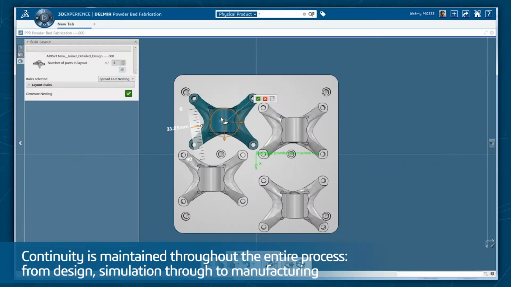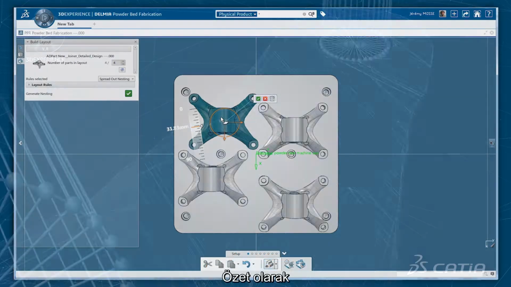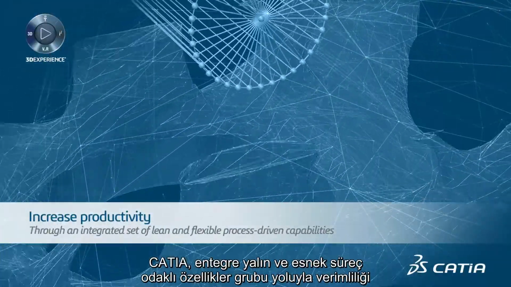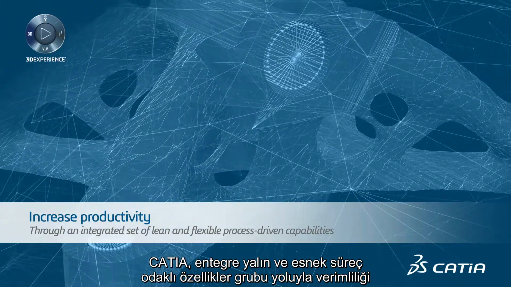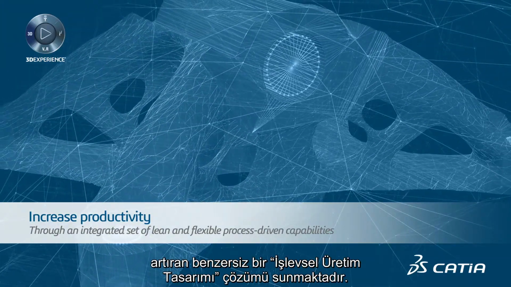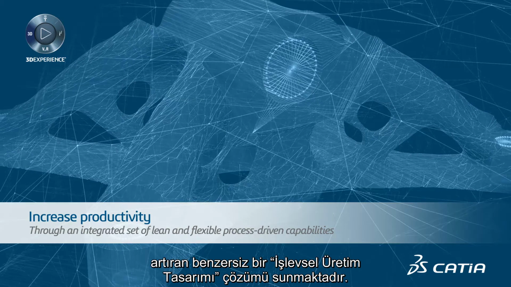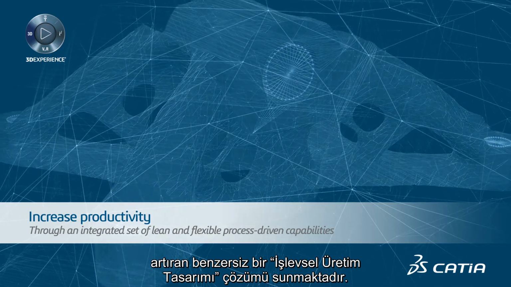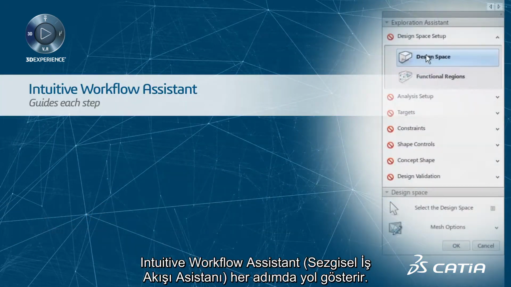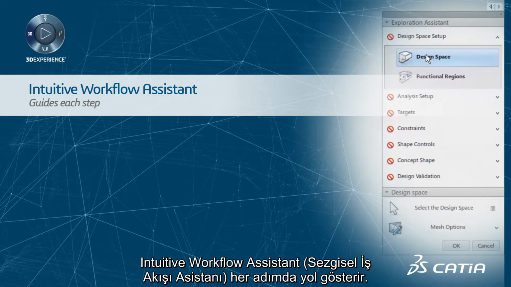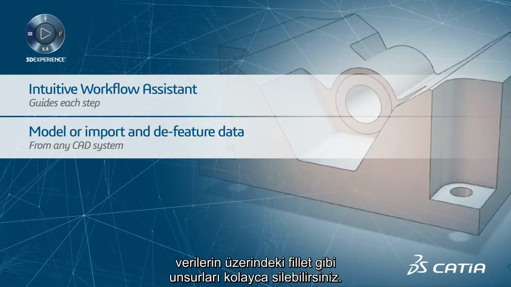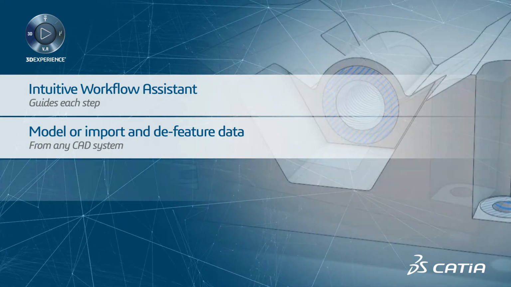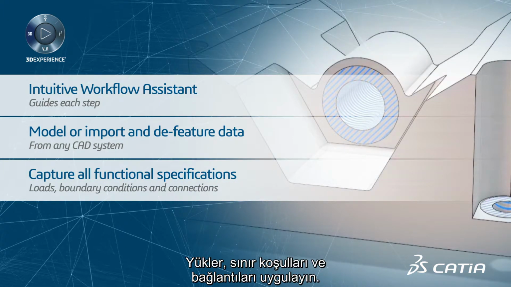So to summarize, CATIA delivers a unique functional generative design solution that increases productivity in an integrated set of lean and flexible, process-driven capabilities. An intuitive workflow assistant guides each step. You can either model or import and defeature data from any CAD system. Apply loads, boundary conditions, and connections.